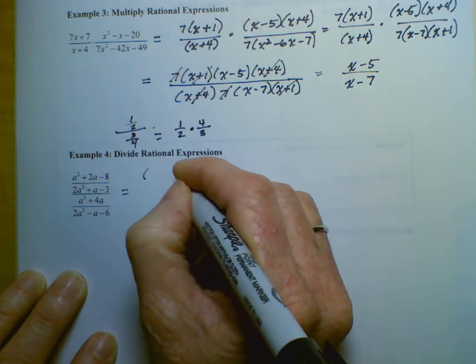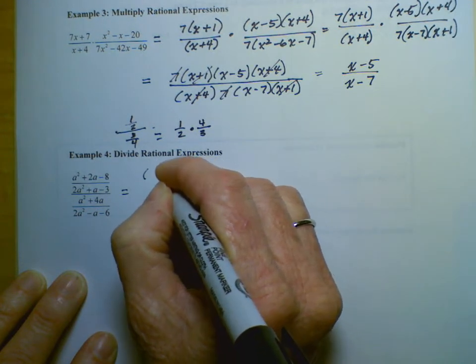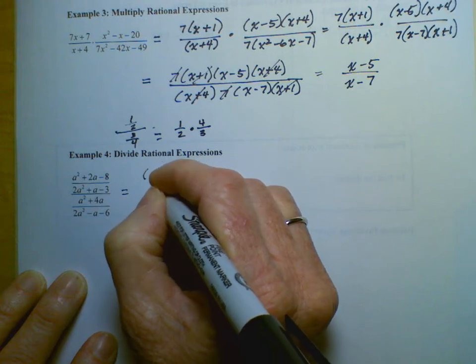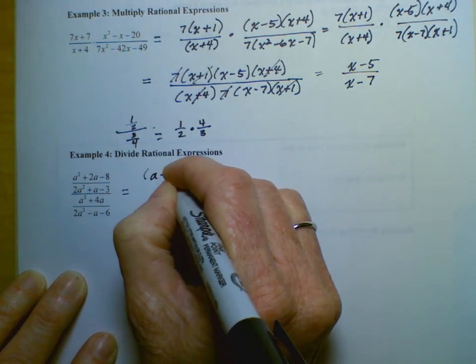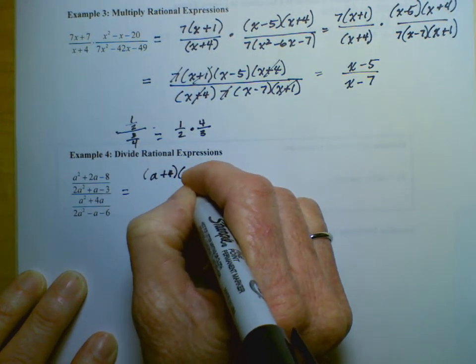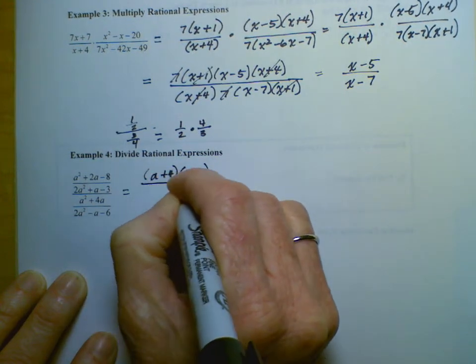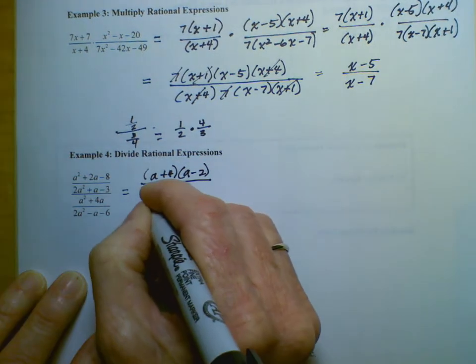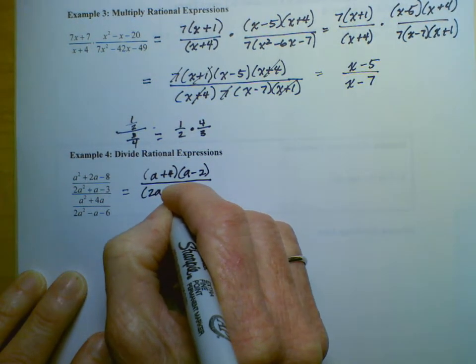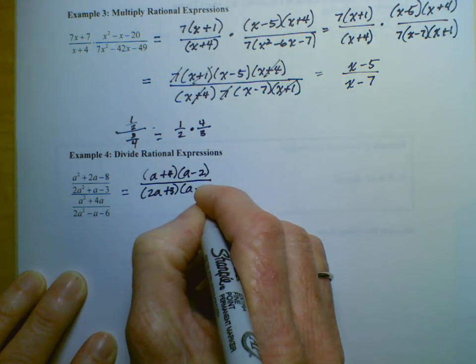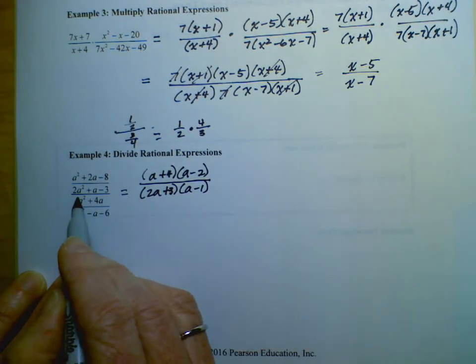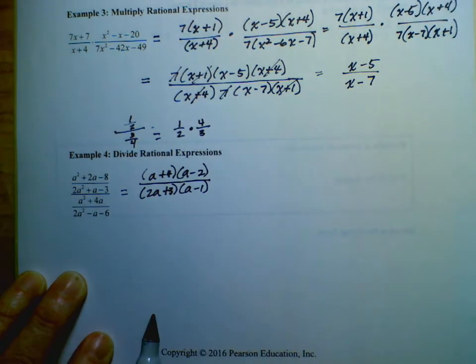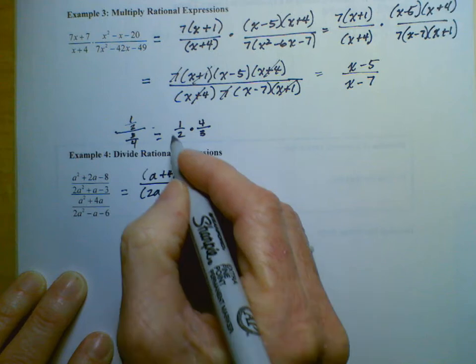So let's factor a squared plus 2a minus 8, and that would be what? A plus 4 and a minus 2. And then our 2a squared plus a minus 3, 2a plus 3, a minus 1. Foil that, you should get 2a squared plus a minus 3. Okay, keep it. That's like our 1/2.